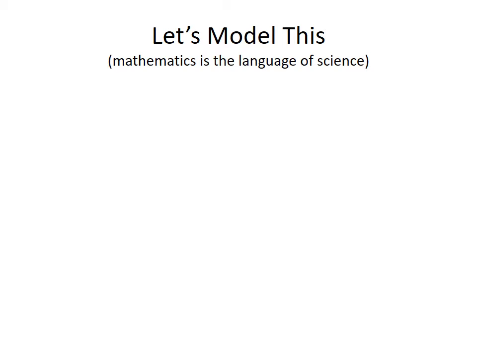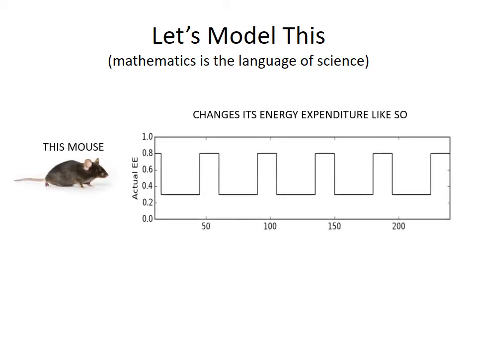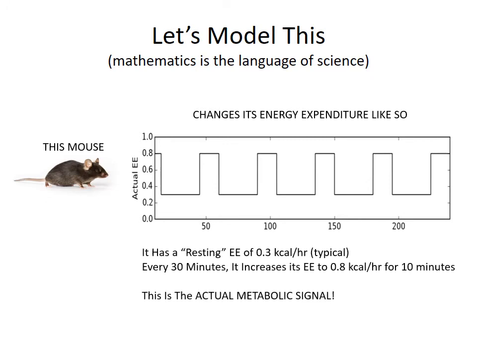So let's model this. Mathematics is the language of science. We're scientists, so let's think. We have this little black 6 mouse, and it changes its energy expenditure like so, across time, that's minutes along the x-axis. So it has a resting energy expenditure of about 0.3 kcal per hour, and every 30 minutes it abruptly changes its energy expenditure to 0.8 kcal per hour.